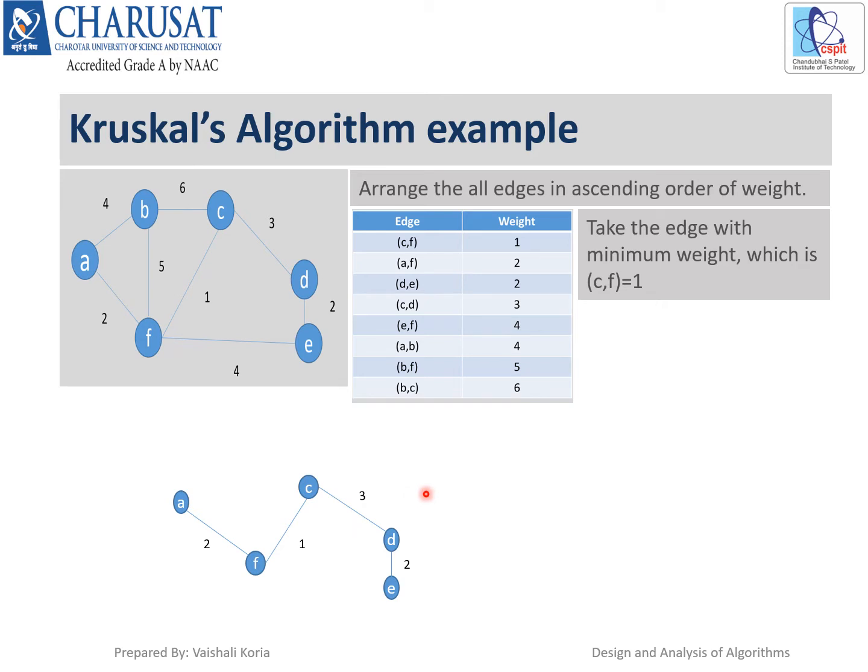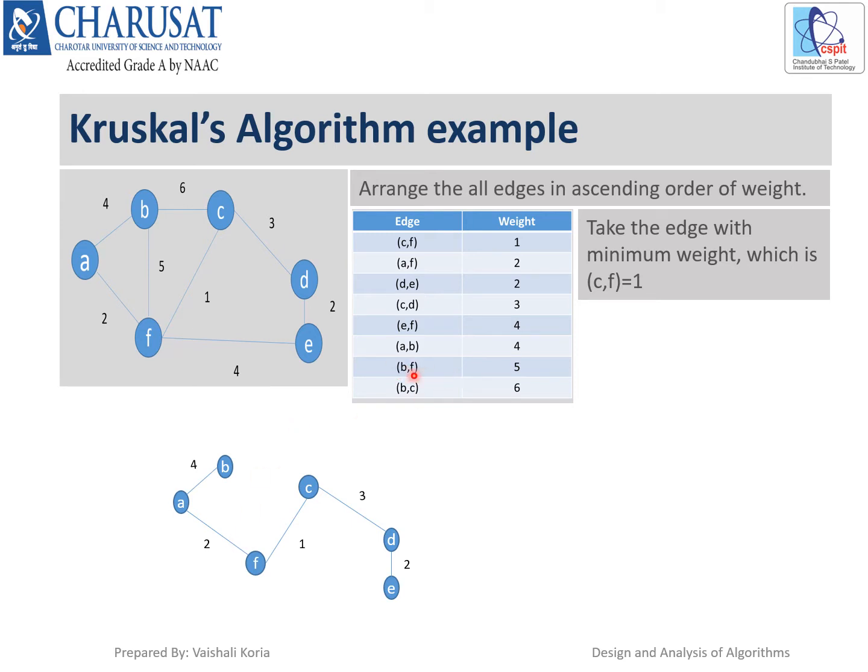Now the next turn is of the EF edge. So if we add EF edge then it will result in a cycle. Closed loop will be formed. So that EF edge will not be added in the minimum spanning tree. So now the next turn is of the AB edge with the 4 weight. So we will add that edge into the spanning tree.